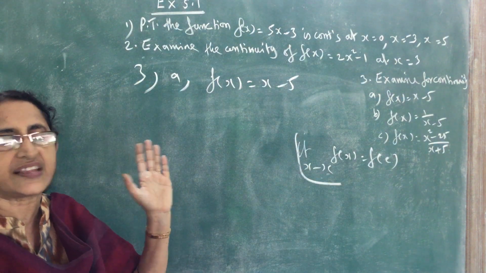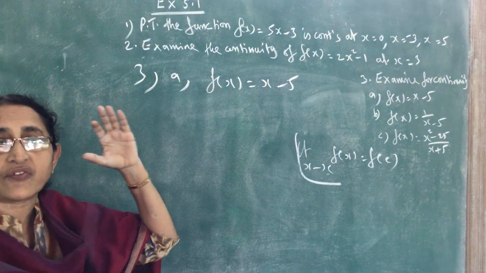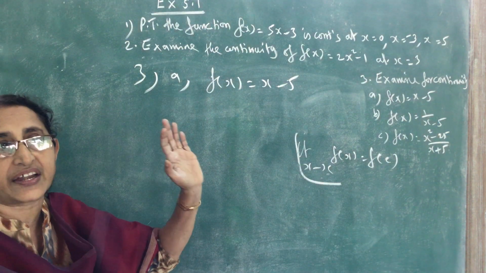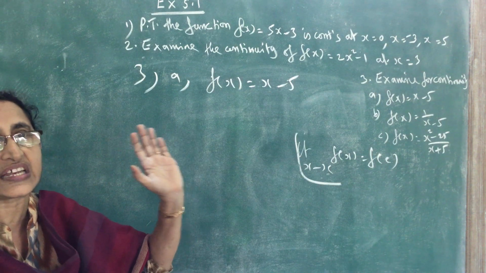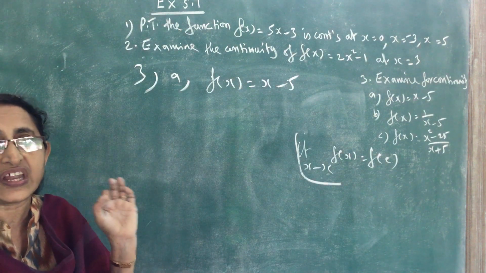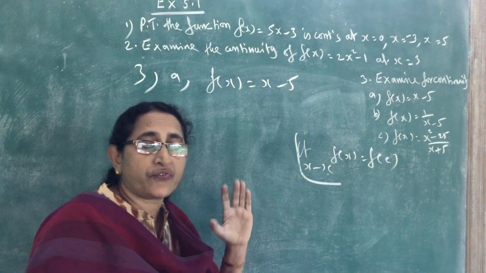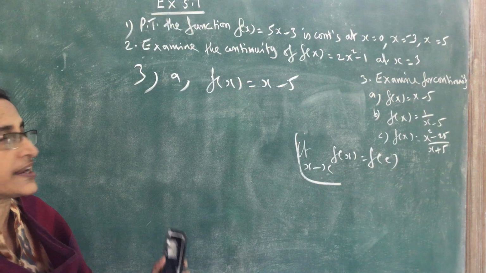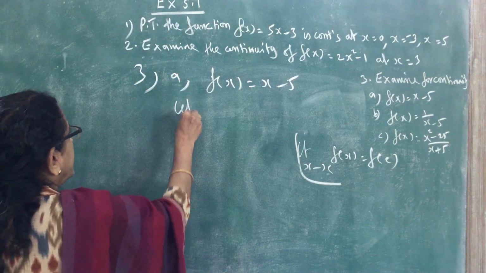So we have to prove that this function is continuous at every point of the domain. That means at every real number it is continuous. We have to check whether it is continuous at every real number, for every real number it is continuous or not. So we have to consider a general point. That means consider a real number. Let c be any real number.